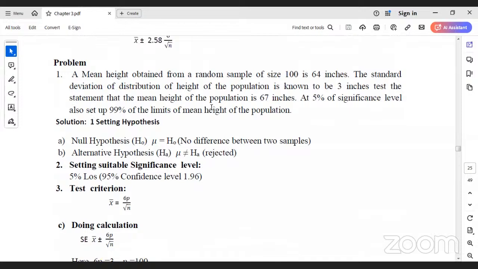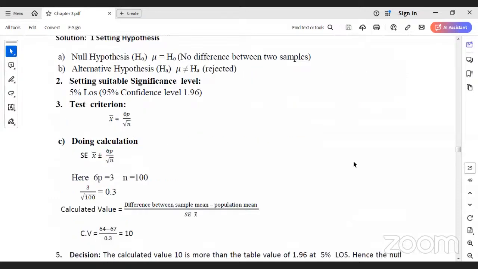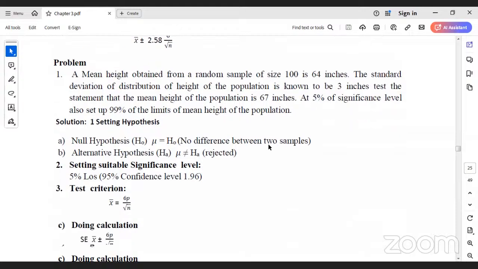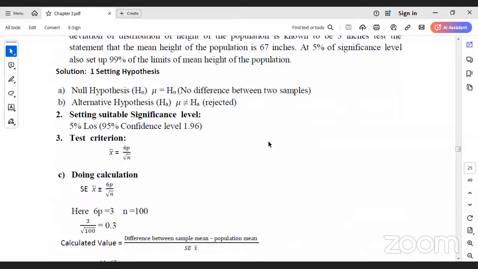See, the population standard deviation of the distribution of height of the population is known to be 3 inches. So simply take standard deviation sigma is equal to 3. Then N is equal to 100. See, a random sample of size 100 has a mean height of 64 inches. Okay. So here standard deviation sigma is equal to 3 and N is equal to 100.